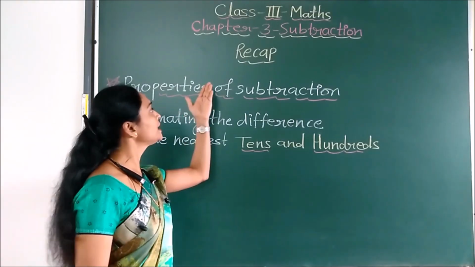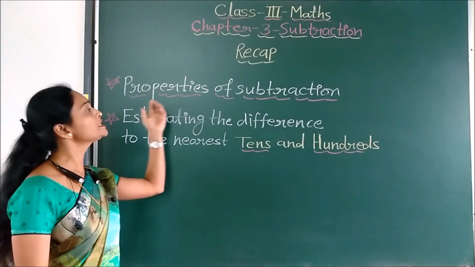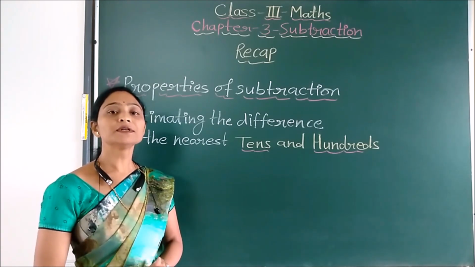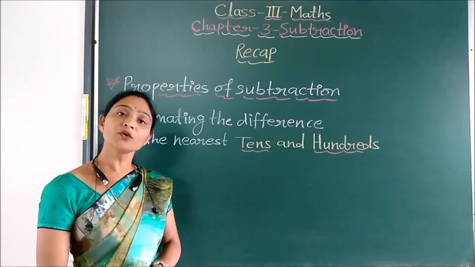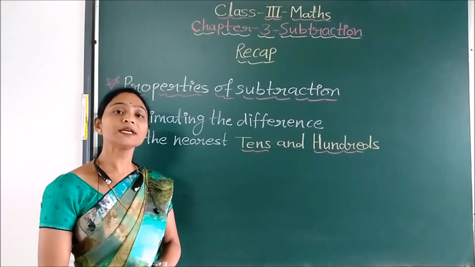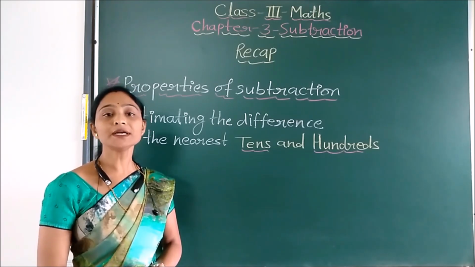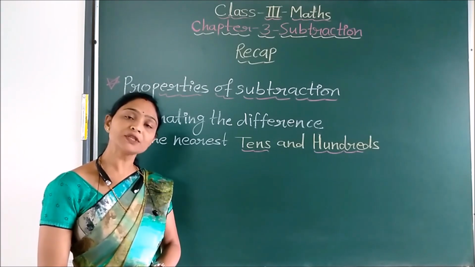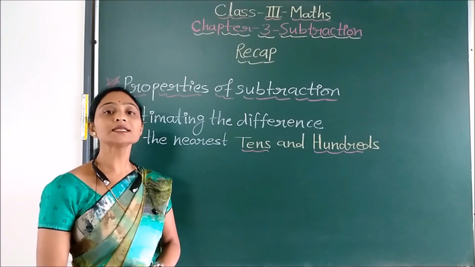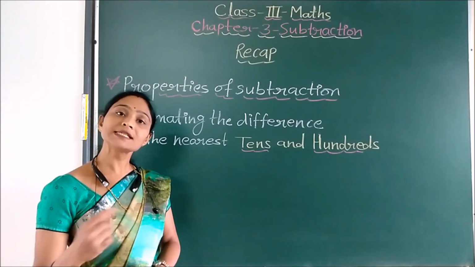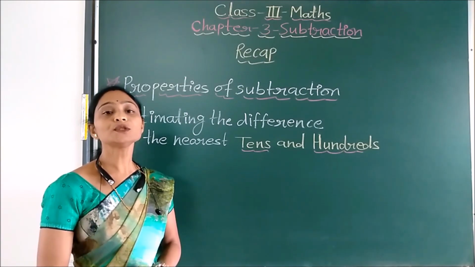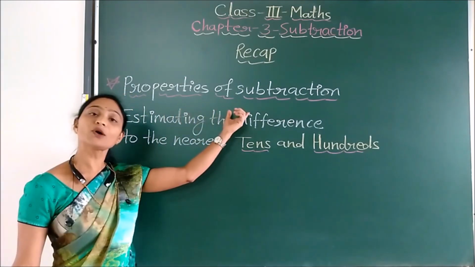Yes? Now let's have a recap, children. In this class we have learned first the properties of subtraction. Properties of subtraction we have learned, children, 3 properties. First we have learned subtracting 0 from a number. If we subtract 0 from any number, what are we getting? We are getting the number itself. And if we subtract 1 from any number, then we are getting the predecessor of the number, which comes before that number. And the third property is, if we subtract a number from itself, then what are we getting? We are getting 0. So these three properties we have learned in properties of subtraction.